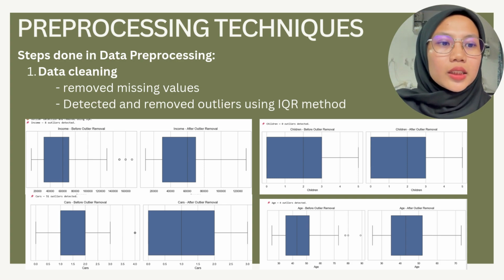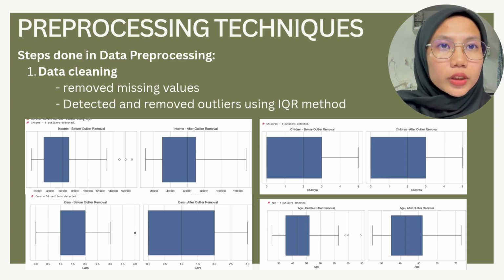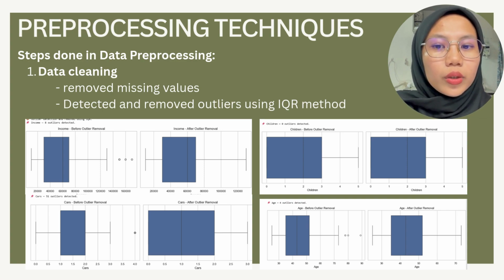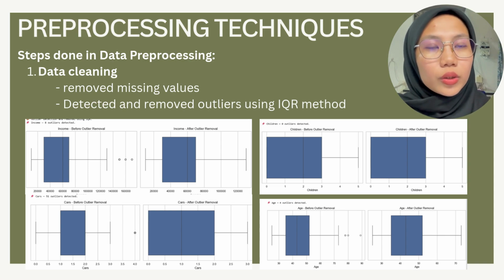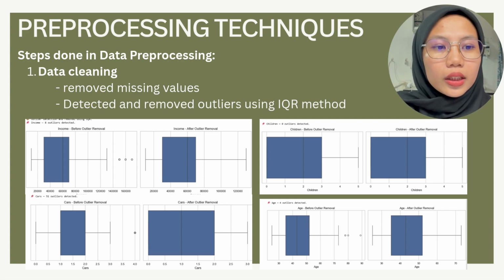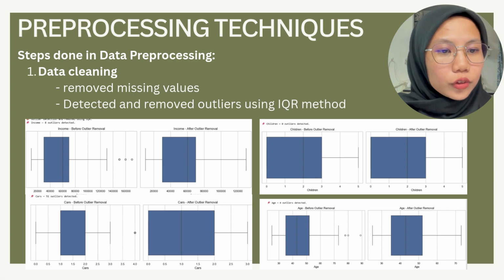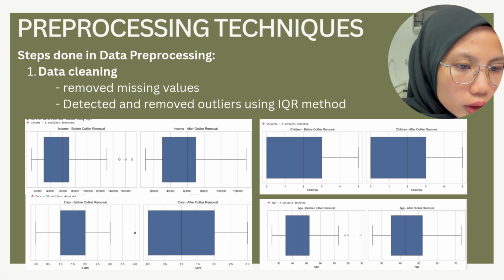So next is pre-processing techniques. There are a few steps done in data pre-processing, the first one being data cleaning. We handle missing values by removing rows with incomplete data to ensure consistency and reliability. Then we detected and removed outliers using the IQR method. We visualize the data using box plots before and after outlier removal. So we can see here for income there are 8 outliers detected.